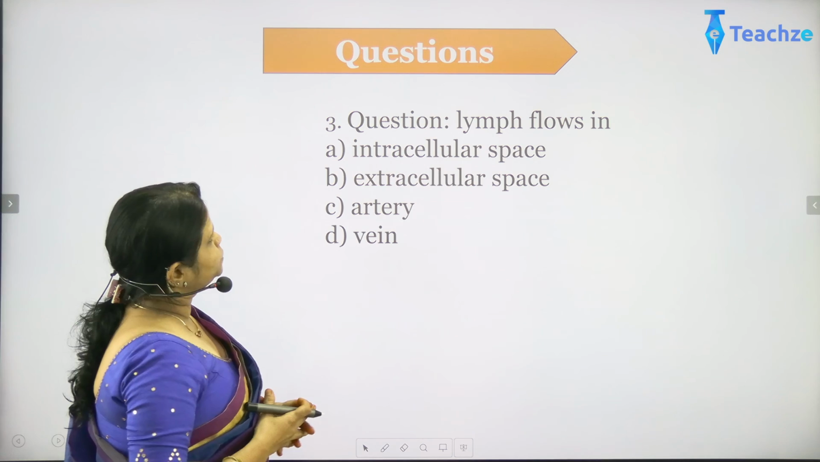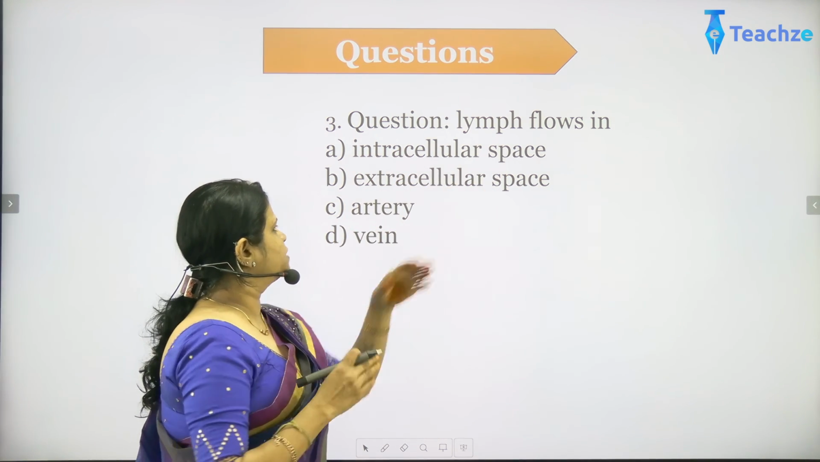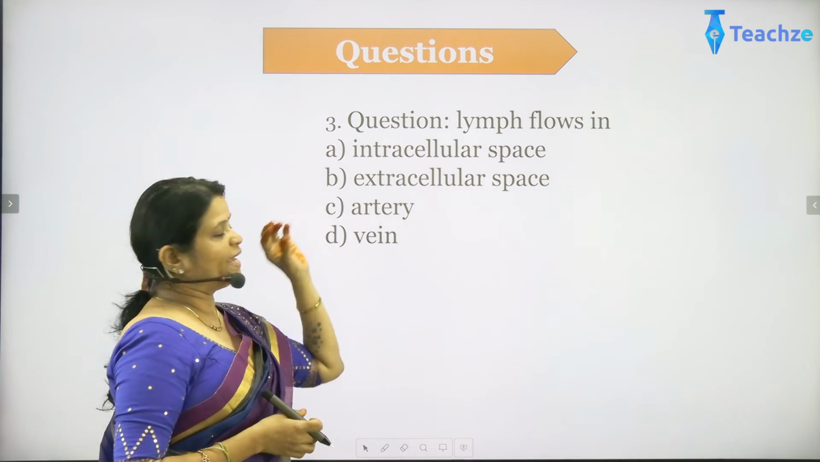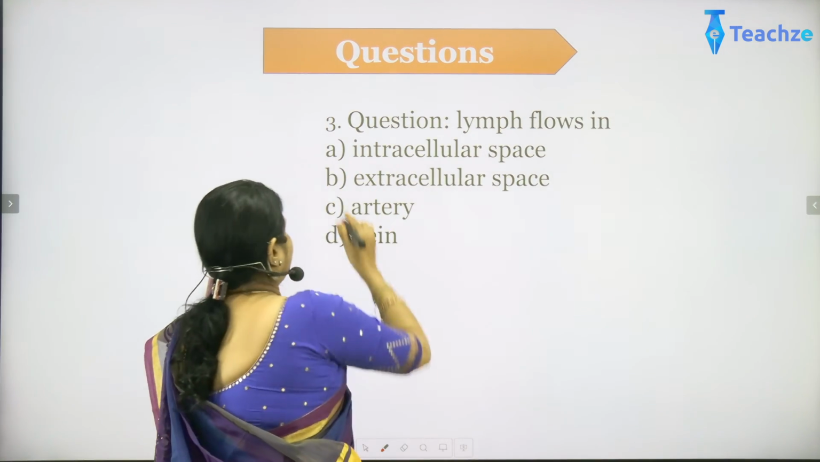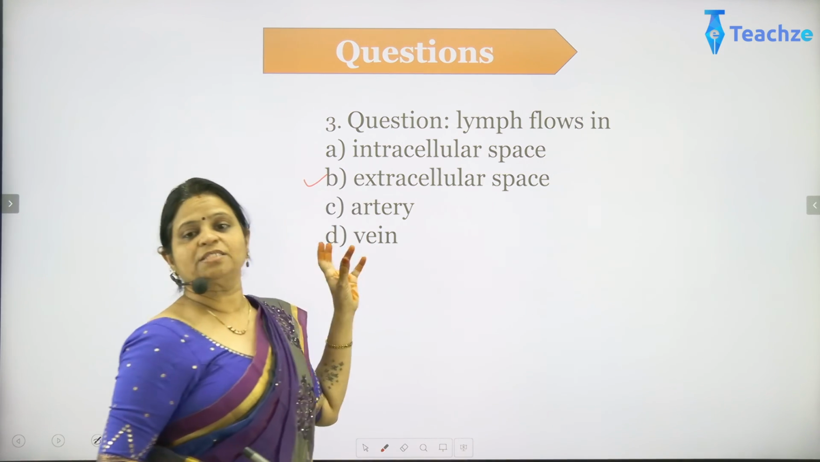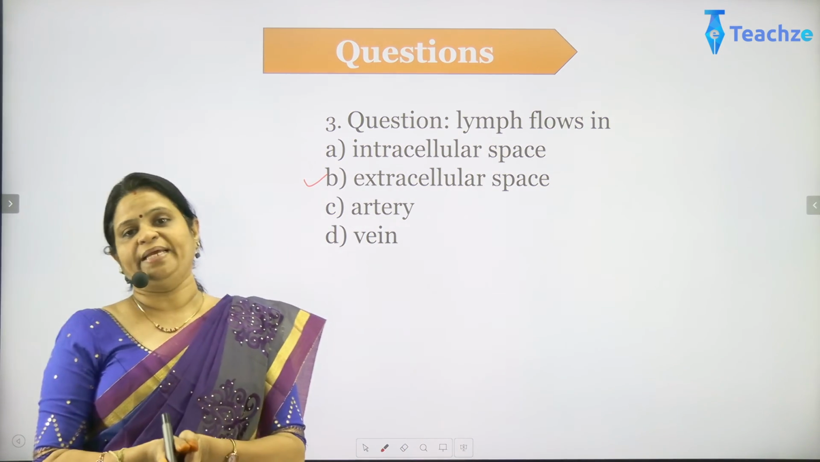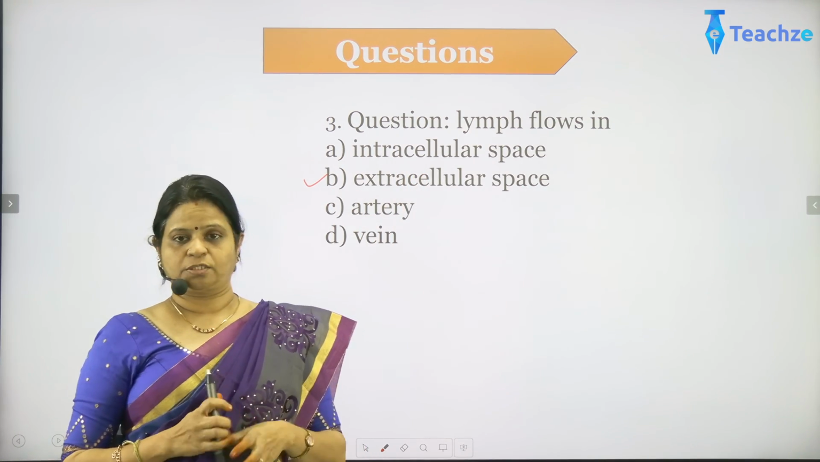Now coming to the next one, lymph flows in which place? The intracellular space, the extracellular space, or arteries or veins. So lymph is a fluid which is generally present in the extracellular space. We already saw it goes and fills the gap between the different cells. So it fills in the extracellular space.